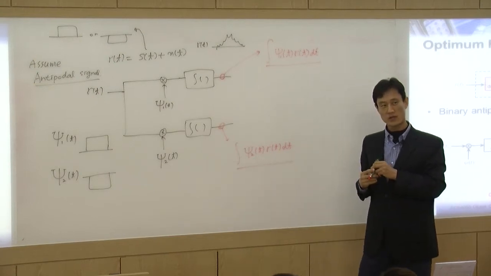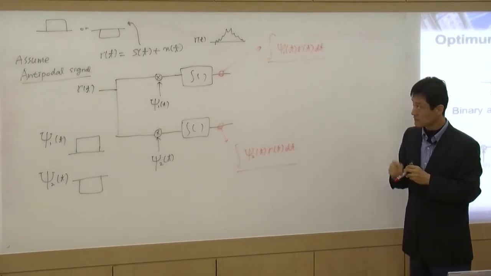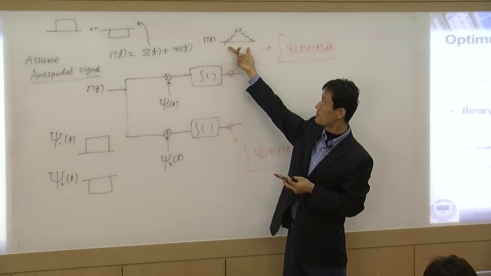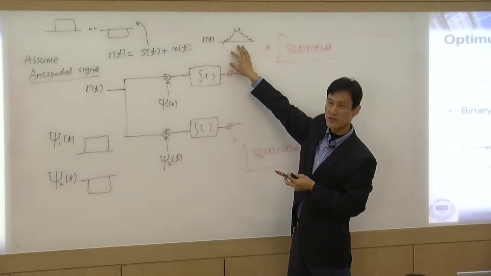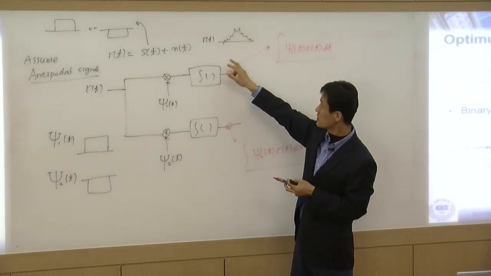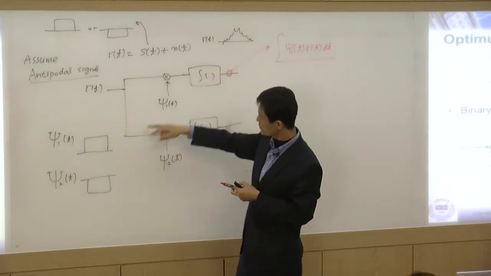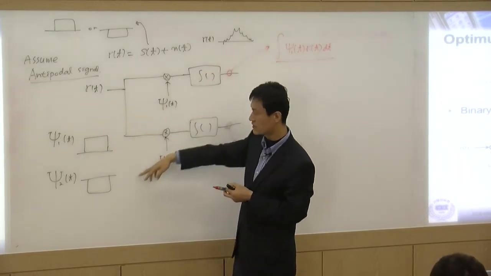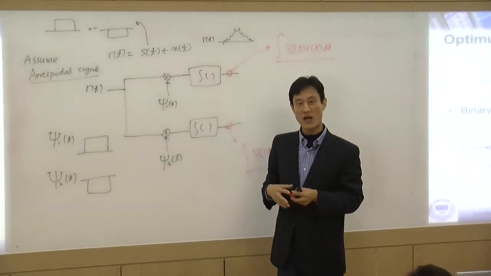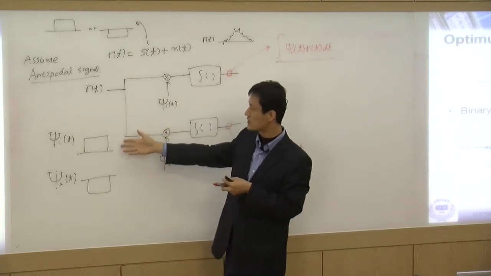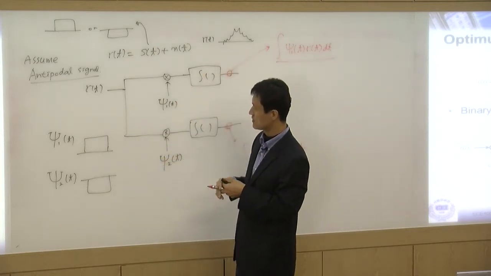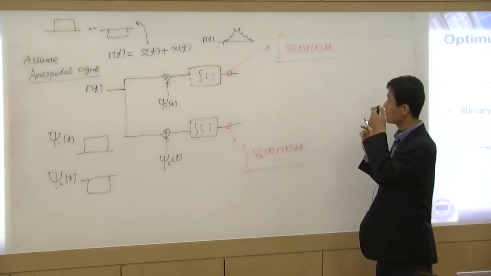Why do you calculate the correlation? Because we receive some kind of noisy signals, right? And we are trying to see if this one is close to this or this one is close to this. That's what we want to decide. So how much is this one close to this, or how much close to this? That's why we are trying to calculate the correlation.